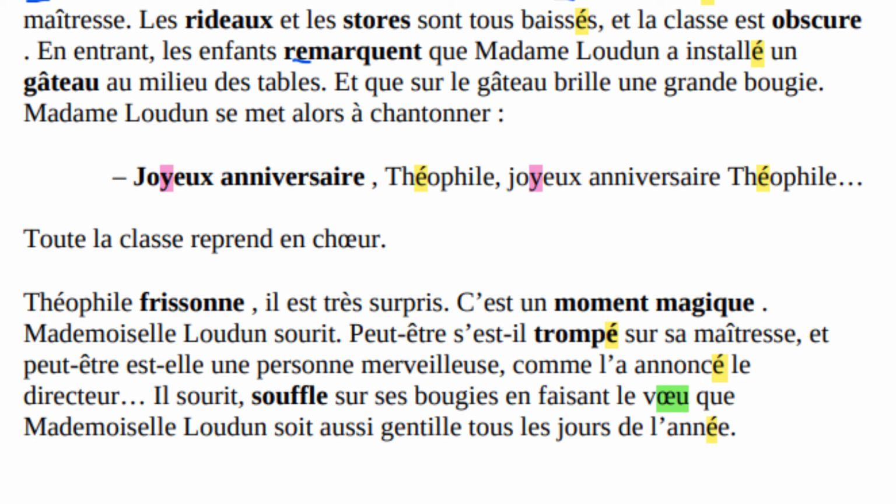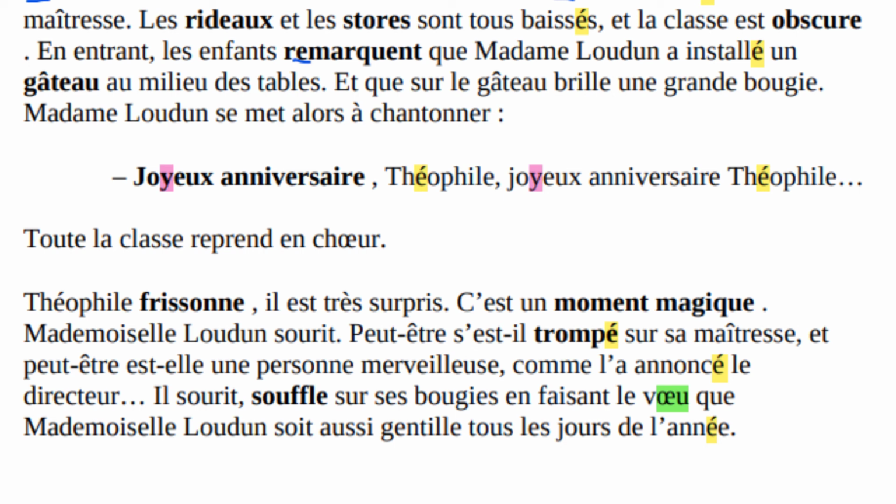Théophile frissonne. Il est très surpris. C'est un moment magnifique. Mademoiselle London sourit. Peut-être s'est-il trompé sur la maîtresse. Here for trompé, we have the accent aigu there. Can we hear the A sound? Trompé. Et peut-être est-elle une personne merveilleuse.